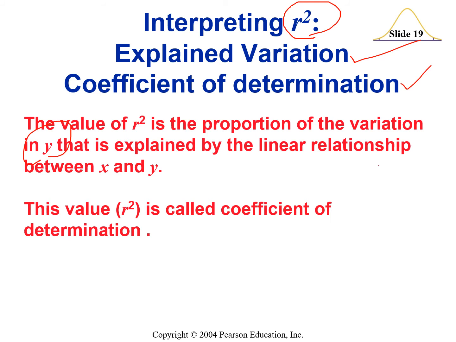So this is the definition of the coefficient of determination, which is R square. What is the coefficient of determination? It is R square, the square of small r. What is small r? Small r is the linear correlation coefficient. What is the definition of R square? R square is the proportion of variation in y that is explained by the linear relation between x and y.